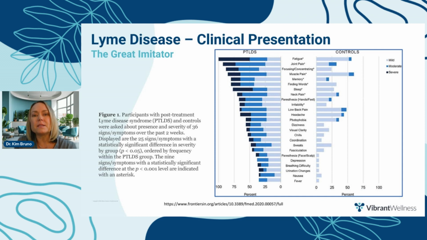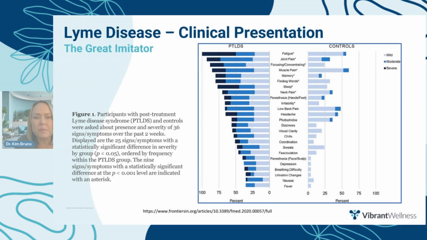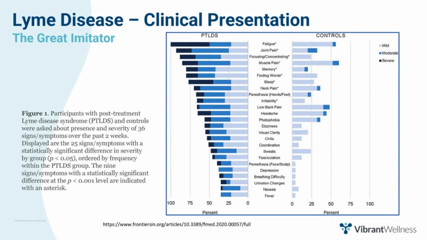So because of this, look, Lyme is the great imitator. Look at these post-treatment Lyme disease patients versus controls. Most of these symptoms are pretty non-specific: fatigue, joint pain, focusing or concentrating problems, memory problems, muscle pain, all those things. Let me make this a little bit bigger, see if we can get there. There are word finding issues, sleep issues. So we tend to have a lot of patients who are going to have these, whether or not they have Lyme disease.